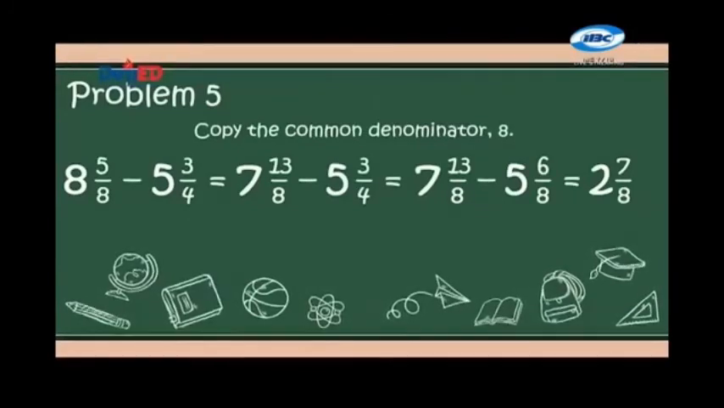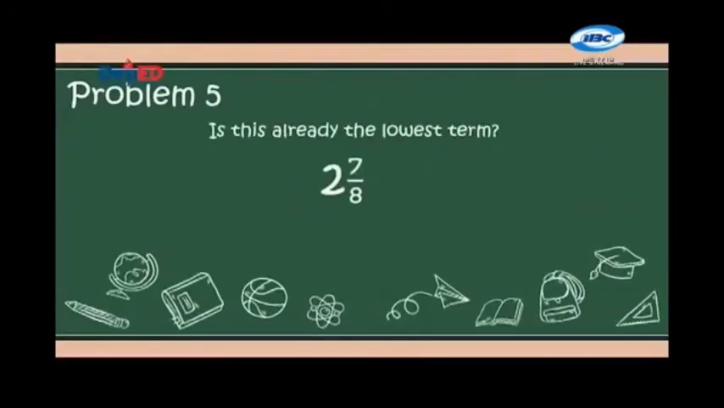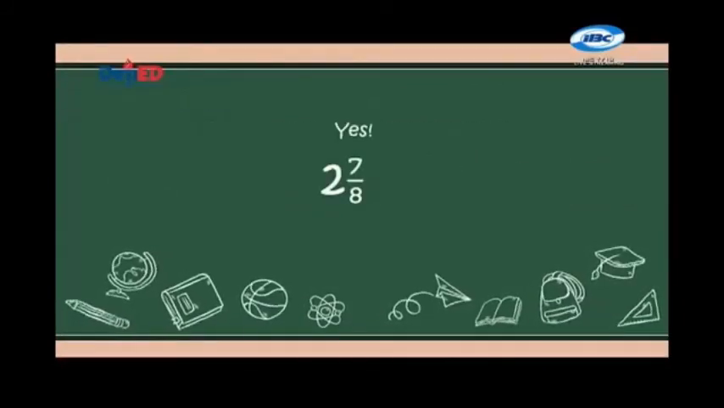So, we have 2 and 7 eighths. Is it already a lowest term? Yes. Therefore, our final answer is 2 and 7 eighths.